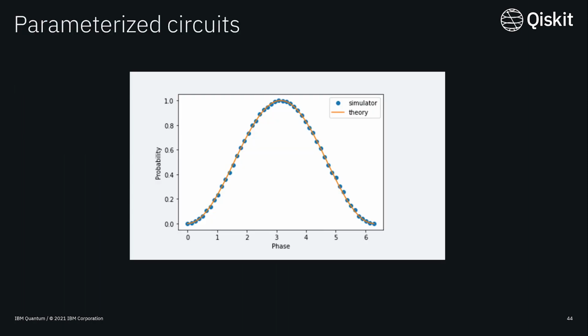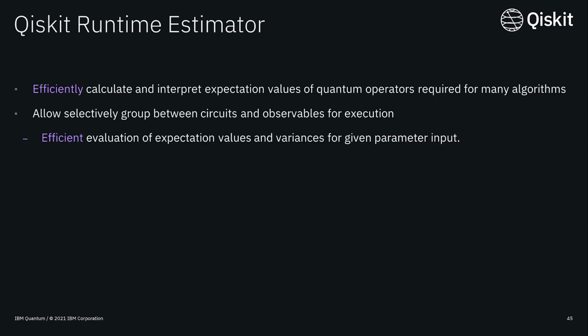As you can see in this plot, the result from the simulation is very similar to the result from the theory. As the next primitive, there is the estimator. This is different from the sampler. The estimator efficiently calculates and interprets expectation values of quantum operators required for the algorithm.